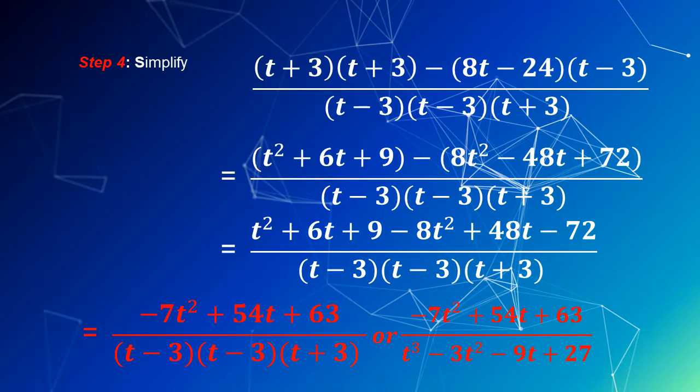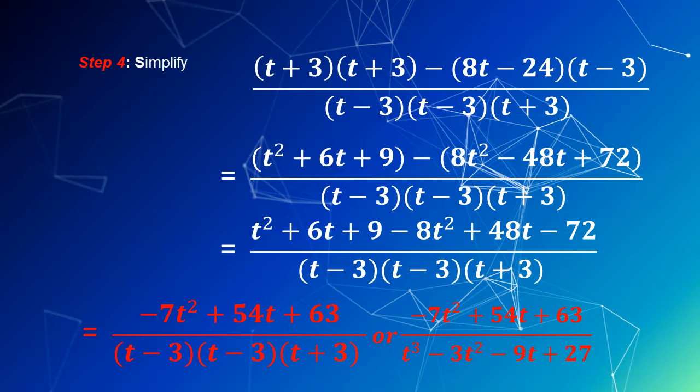Okay, so after this, we're going to combine terms that are common. So we have here negative 7t squared plus 54t plus 63 all over the denominator, which is t now, the quantity of t minus 3 times the quantity of t minus 3 times the quantity of t plus 3. Since the numerator is not factorable already, we can copy this one. This is already a prime number.